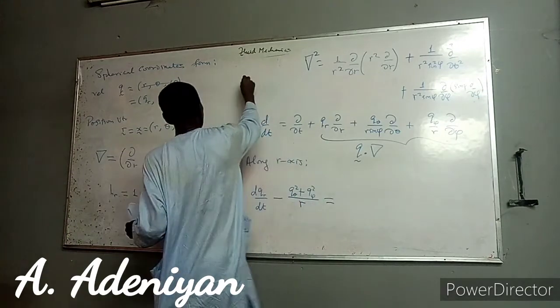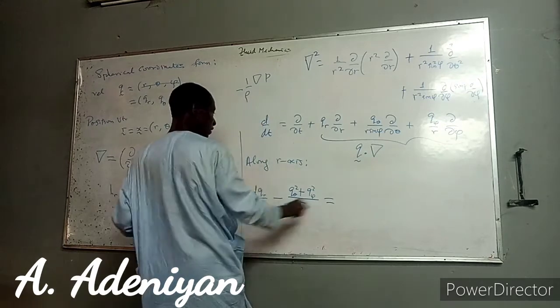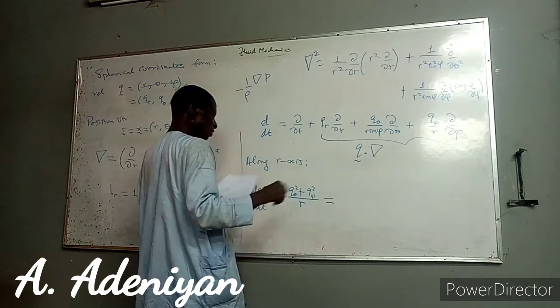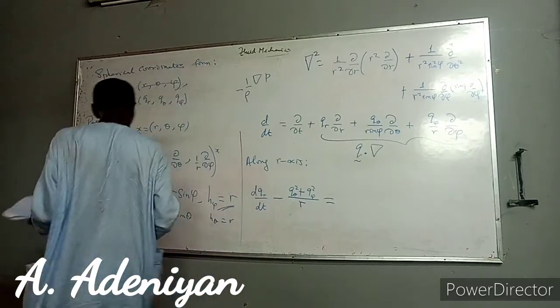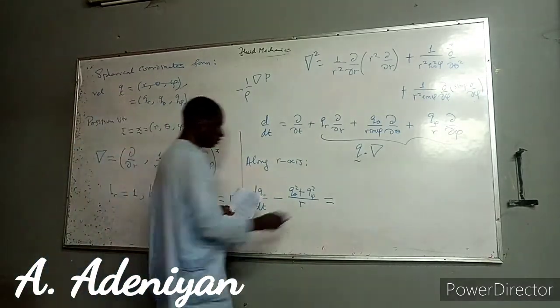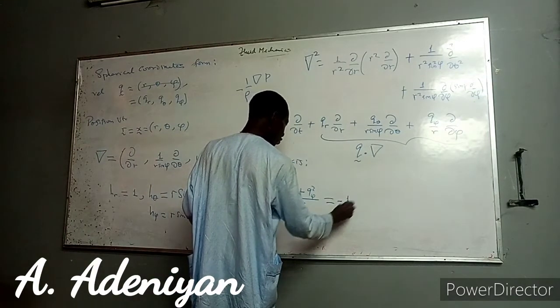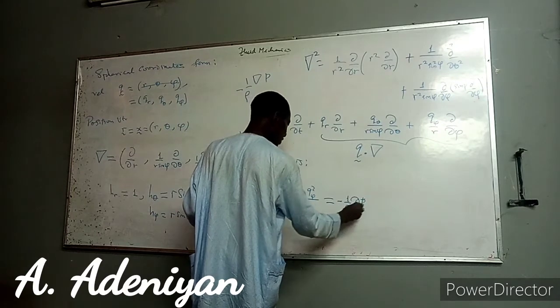Now we have written that. Now I want to write this part: 1 over rho, grad p. You know that is equal to that. So when that one is written, it doesn't change for r because h_r is 1. So there's no problem on that. So this is just minus 1 over rho, partial p by partial r.